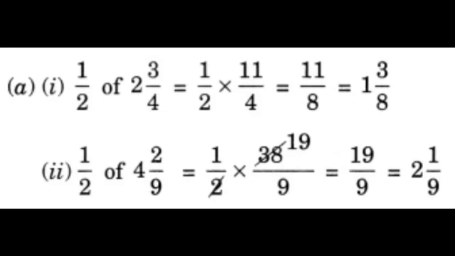So it will become 11 by 8. Since it is an improper fraction, we are converting it into a mixed fraction. So 11 by 8 is equal to 1 3 by 8.